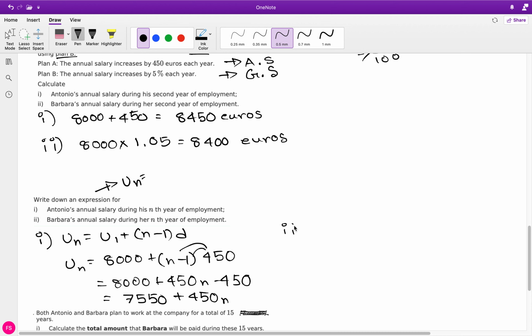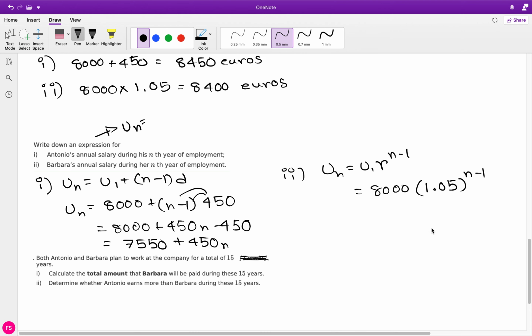For Barbara, I'm going to use the formula of a geometric series, which is Un equals U1 times r to the power of n minus 1. The first term is also the same for her, 8,000. The ratio is 1.05 and the power, no need to substitute anything for n, just leave it like that.